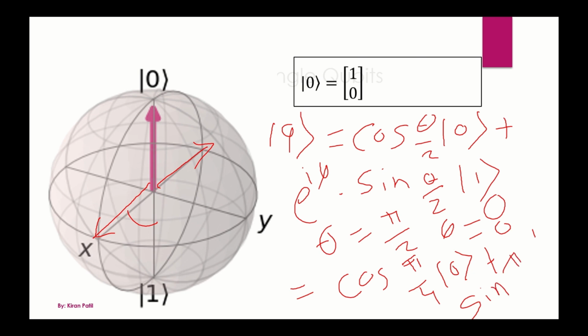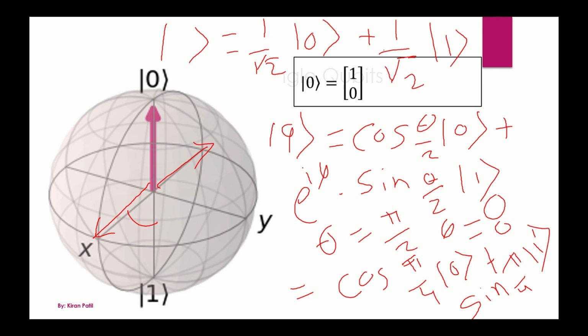So what is the value of cos pi by 4? The value of cos pi by 4 is 1 by root 2. So we will get the value of this qubit as 1 by root 2 |0> plus 1 by root 2 |1>.